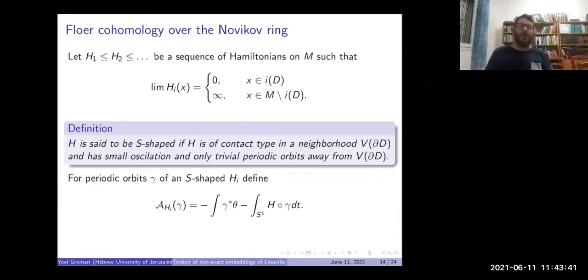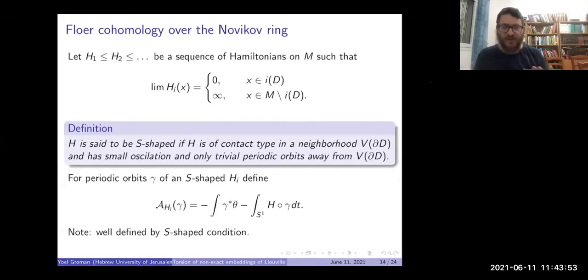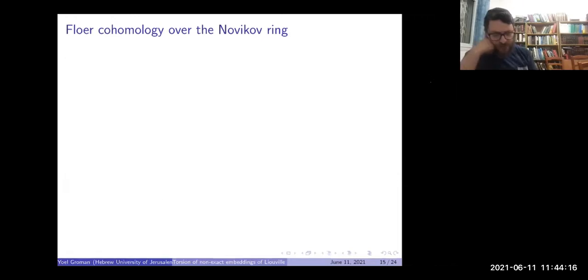So given a periodic orbit, we can define the action. We're using a one form which is not globally defined, but this action is well defined because of the S-shaped condition, because anything which is far away from D must be a constant. So it makes sense. Even though we're in a non-exact setting, we have some kind of action filtration defined.